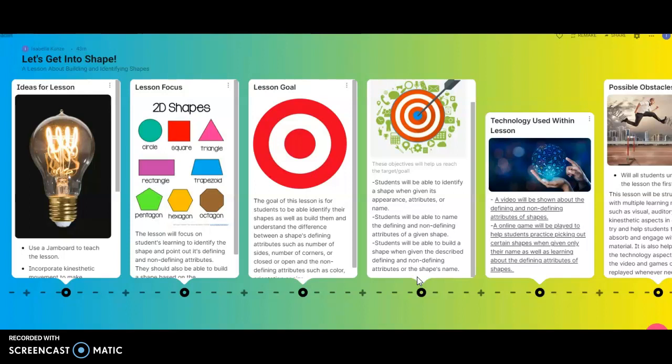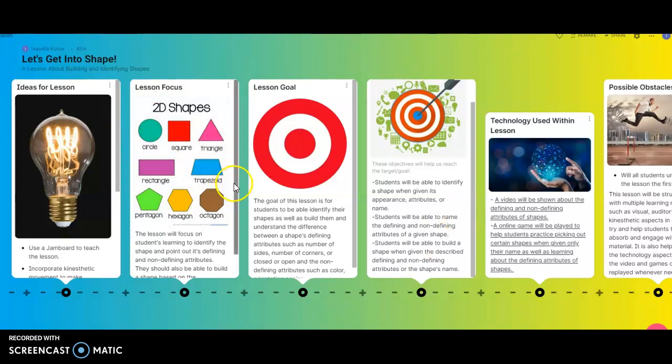This is a lesson about building and identifying shapes for first grade. I will be using a technology such as a game that I found called Identifying Shapes by Name on splash.com to supplement the lesson.